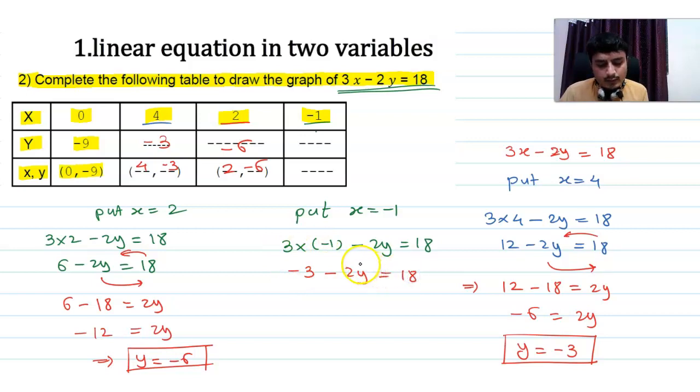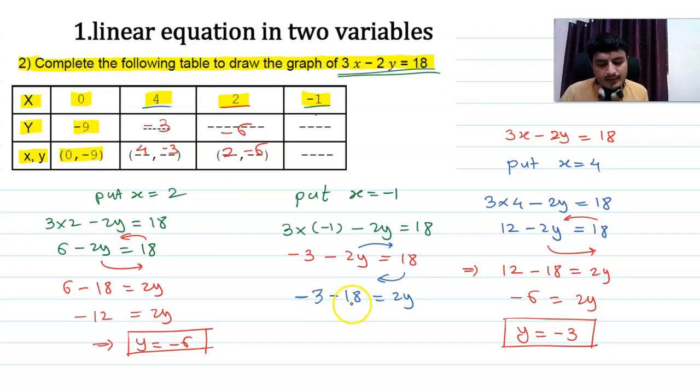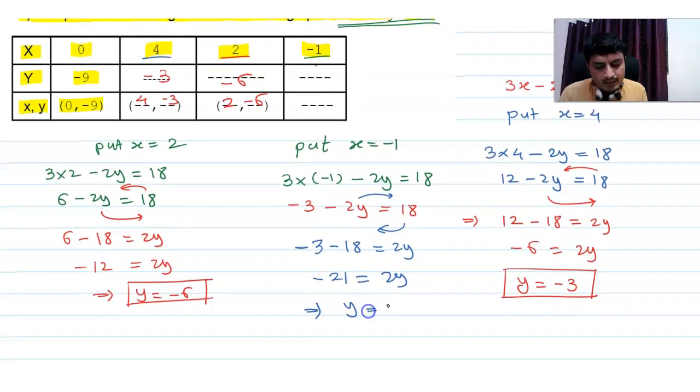Again the same thing, shift minus 2y from LHS to RHS and 18 from RHS to LHS. We are getting minus 3 minus 18 equals positive 2y. Now minus 3 minus 18, we have minus 21, that is equal to 2y. Now divide both sides by 2, we are getting the value of y is minus 21 divided by 2. Let's divide 21 by 2, we are getting minus 10.5 as the value of y.